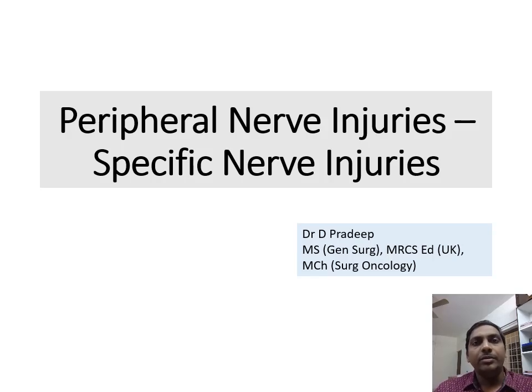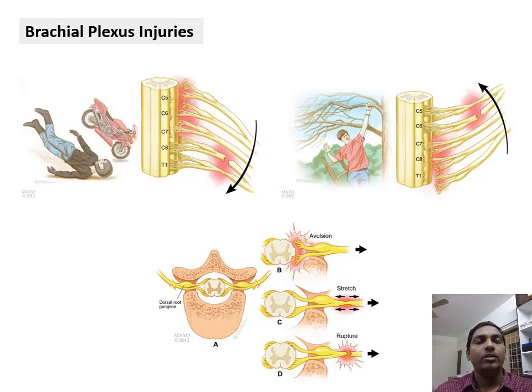Hello friends, in the previous video we discussed the causes of peripheral nerve injuries, their classification, their degree of injury, their evaluation and the basic principles of management of peripheral nerve injuries. In this video we are going to discuss specific nerve injuries. The first nerve injuries we are going to discuss are the brachial plexus injuries.